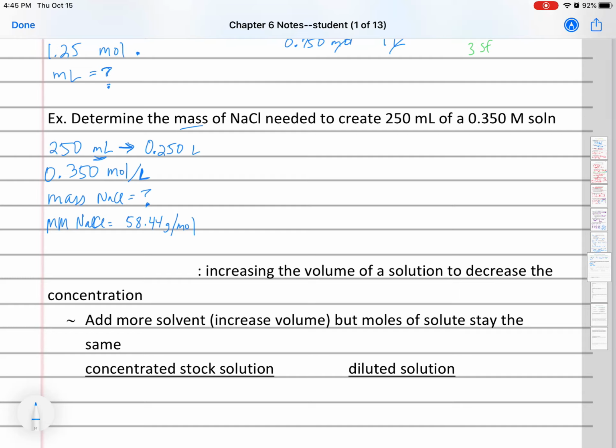I'm going to start with that volume of 0.25 liters. And now I'm going to multiply it by the molarity, 0.350 moles per liter. So my liters will cancel out. And now I can multiply this. I can use that molar mass to go from moles to grams. So 1 mole of sodium chloride is 58.44 grams. And now I will have an answer in grams.